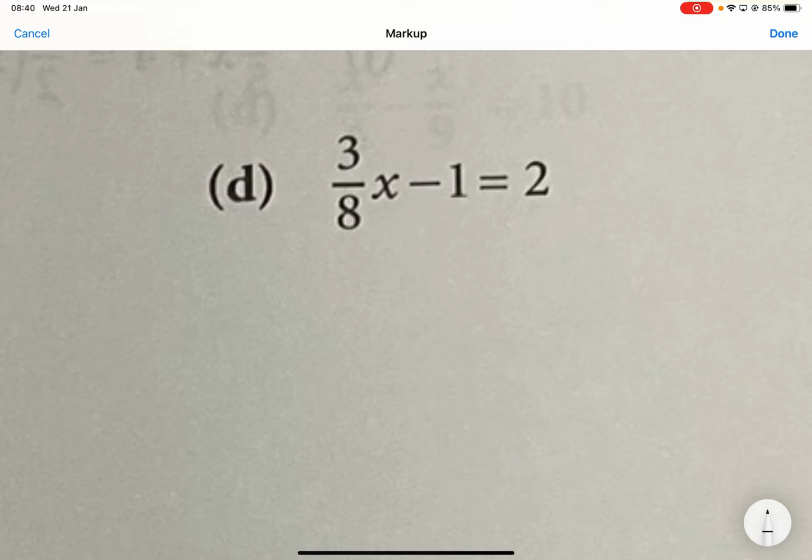3/8 is closer. -1 is further. Cousin, throw your cousin away. Okay? So to throw the 1 away, I need to add 1. I add 1 to both sides.